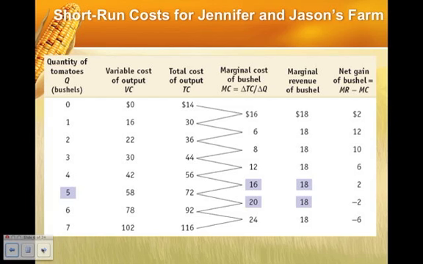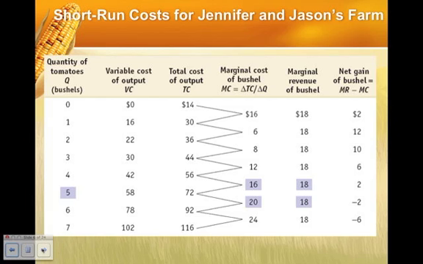The fifth column contains the farm's marginal revenue, which has an important feature: Jennifer and Jason's marginal revenue is constant at $18 for every output level. The sixth and final column shows the calculation of the net gain per bushel of tomatoes, which is equal to marginal revenue minus marginal cost, or equivalently in this case, market price minus marginal cost. As you can see, it is positive for the first through fifth bushels.